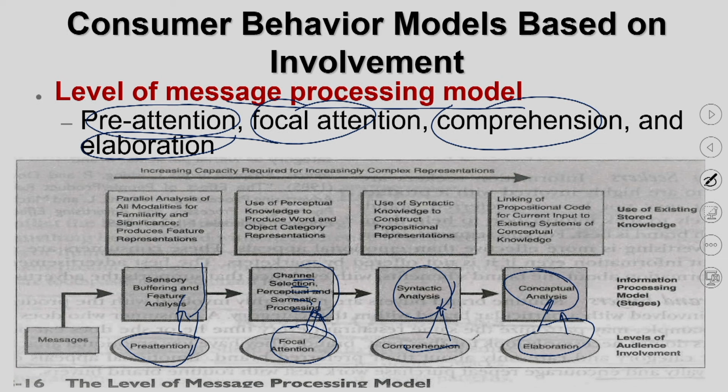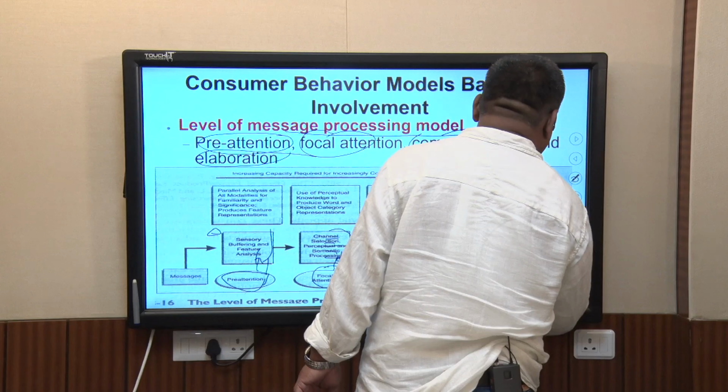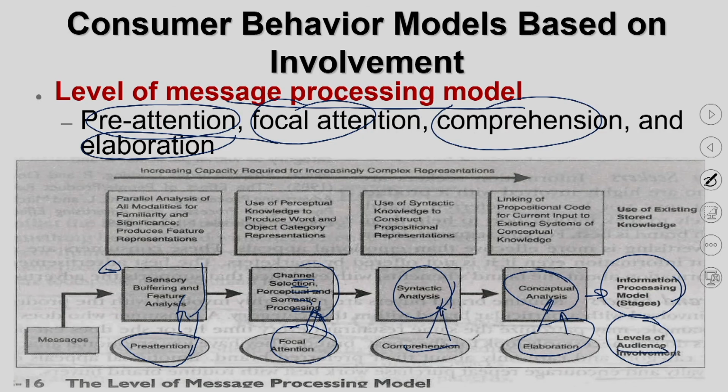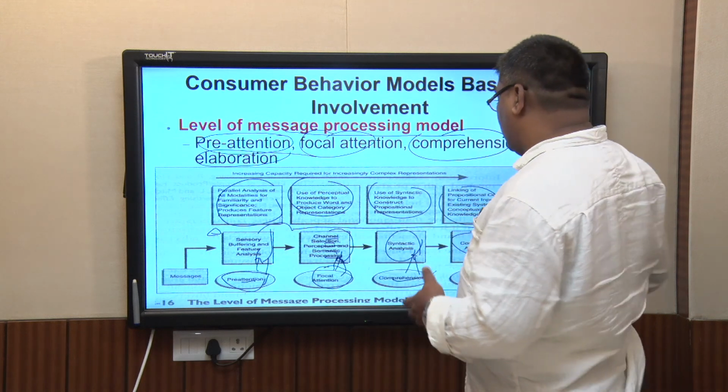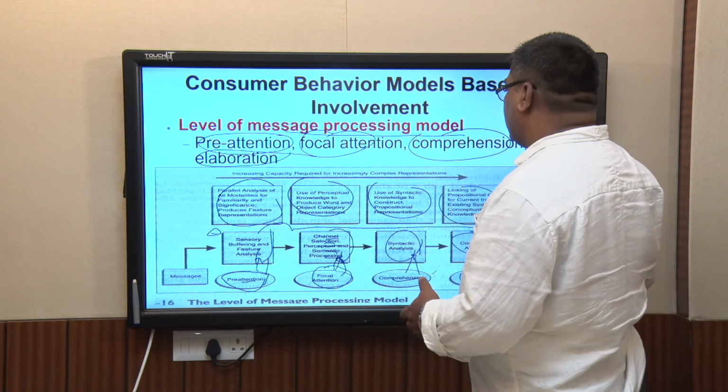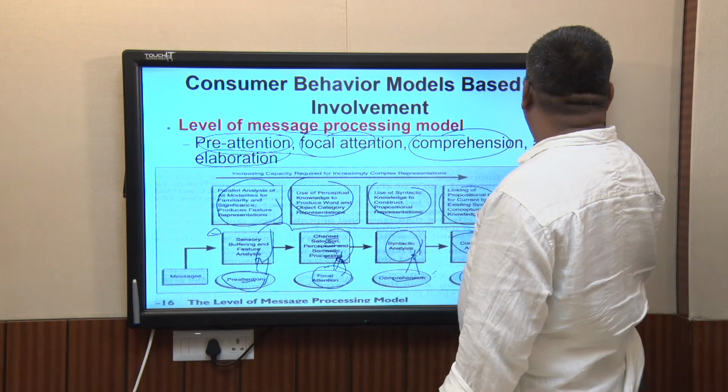So this is the most elaboration, the highly involved consumer, and this is the very low involved consumer, and between them there are two more types. This is how information processing happens when a message is sent, according to the level of involvement. So from pre-attention to elaboration, and from sensory buffering to conceptual analysis, these are the complex representations and the use of existing stored knowledge. Basically, depending on where you are, you will process the message in a similar way. What type of consumer you are, or how involved you are with a product, will define the kind of processing that you do with the message.